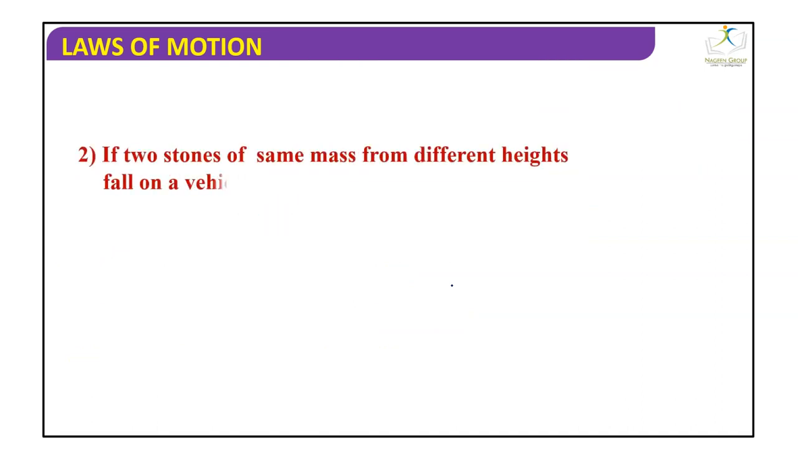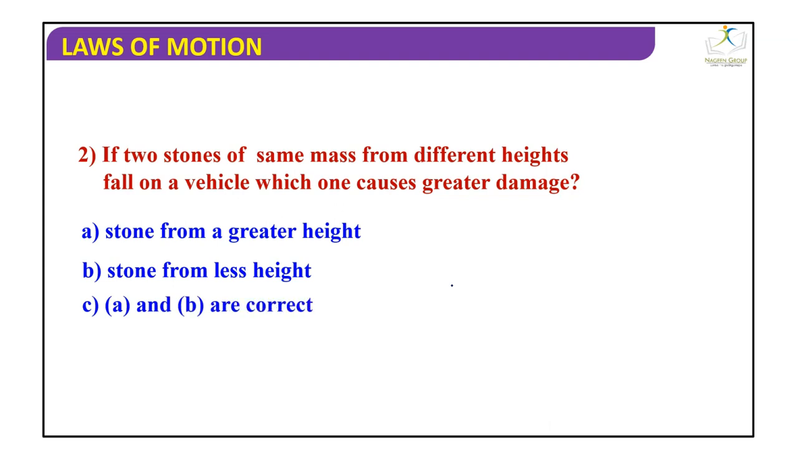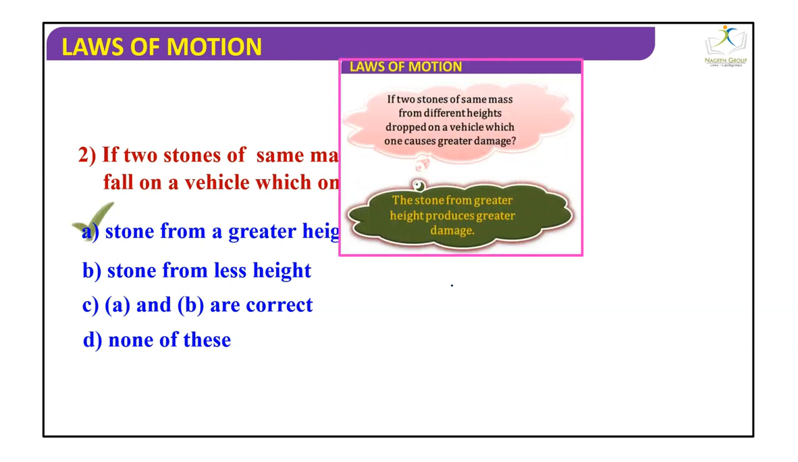Second, if two stones of the same mass fall from different heights on a vehicle, which one causes greater damage? Stone from the greater height, stone from less height, A and B are correct, or none of these. The correct answer for this question is A, stone from a greater height.